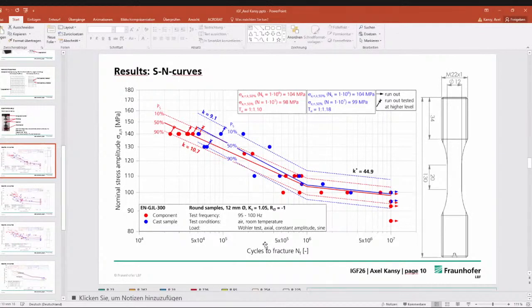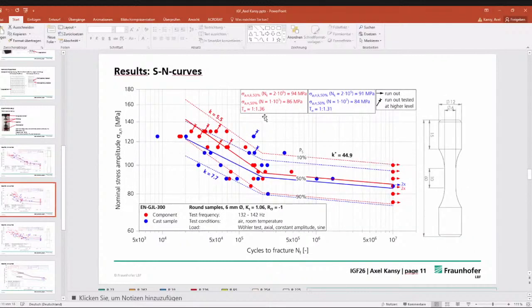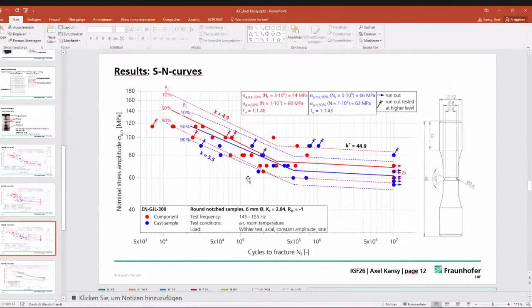Okay. So we have here the scatter band of 1.1 and 1.18 for the large samples, and the scatter band increases the smaller the highly stressed volume is. So when we go to the small unnotched specimens, we have 1.36 and 1.31, and for the notched specimens it's even growing.